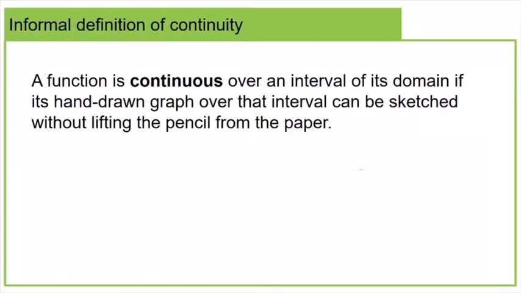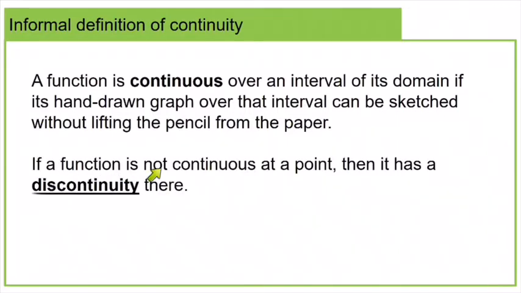So first, let's get an informal definition for continuity. A function is continuous over an interval of its domain if its hand-drawn graph over that interval can be sketched without lifting the pencil from the paper. So in other words, the graph should not have any holes in it or breaks like a vertical asymptote. If a function is not continuous at a point, then we say it has a discontinuity at that point.